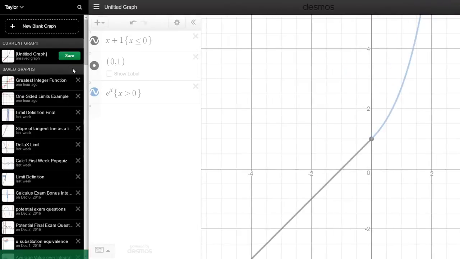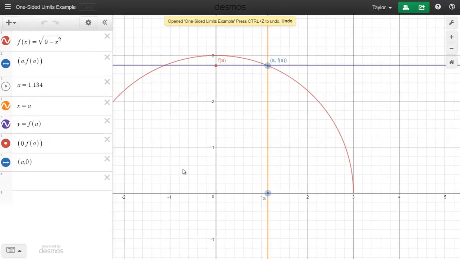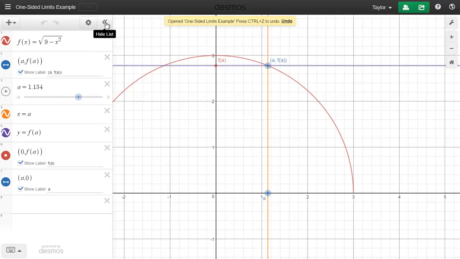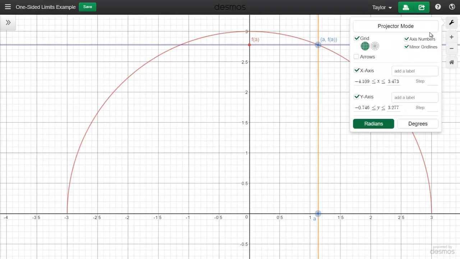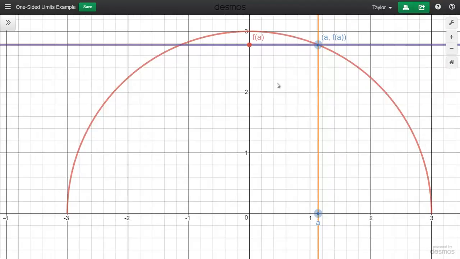The graph of the square root of 9 minus x squared is this red curve. It's a semicircle. Now, let's talk about the limits from the left and the limits from the right. In particular, let's look at the limit from the right as x approaches negative 3.